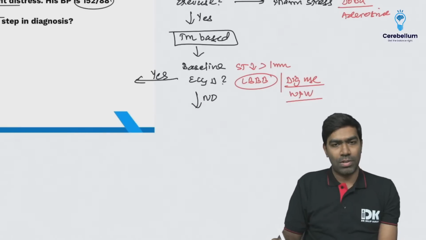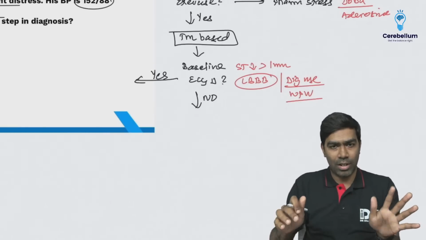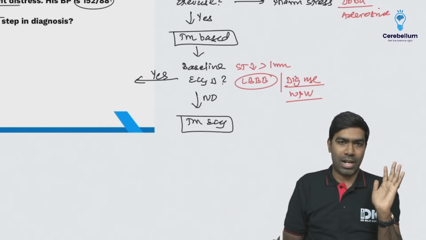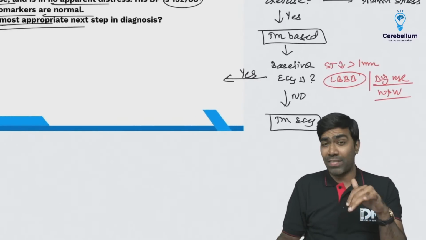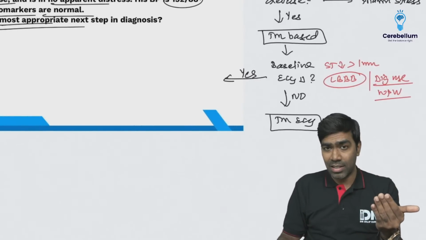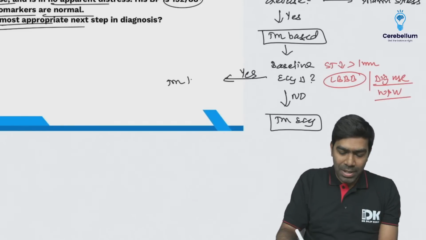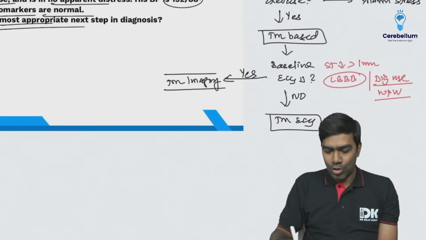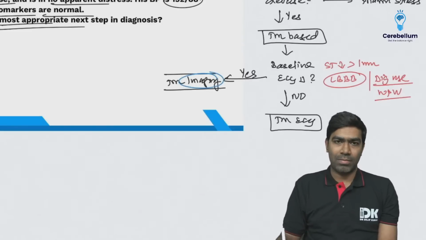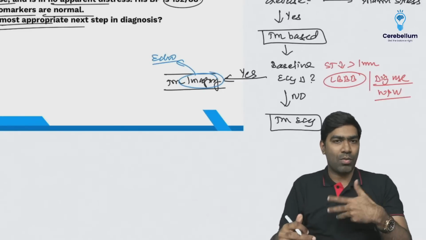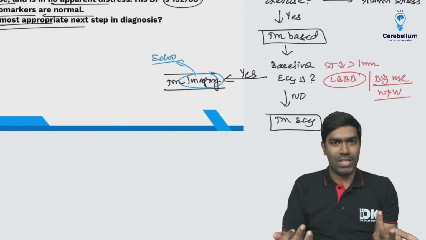If no, which means the baseline ECG is clear, normal, then you can use a treadmill ECG. In fact, this is a class 1 indication, treadmill ECG. In case the patient is having significant baseline ECG changes, now you have to go for alternative techniques. You have to use treadmill imaging, not ECG. So what are the different types of treadmill imaging?